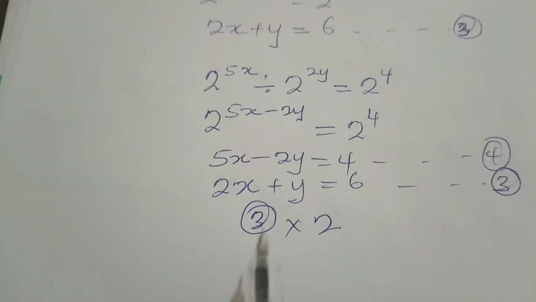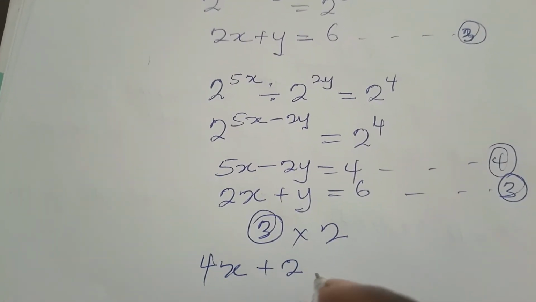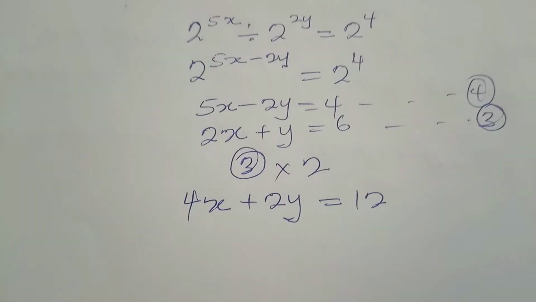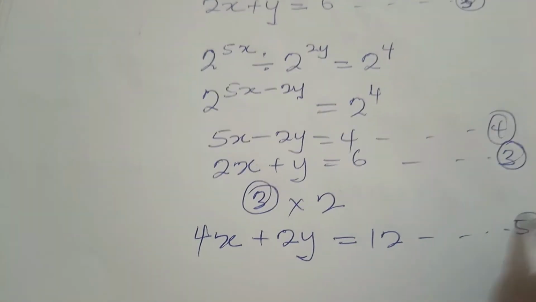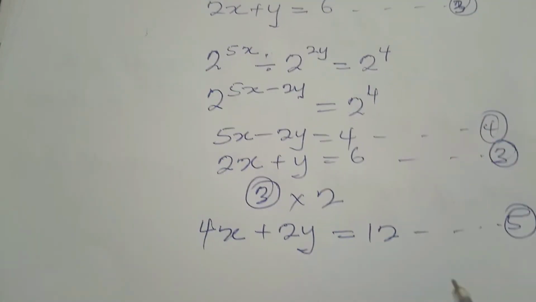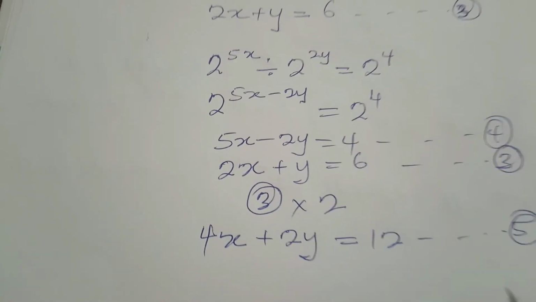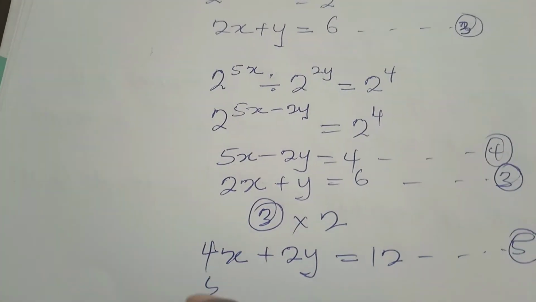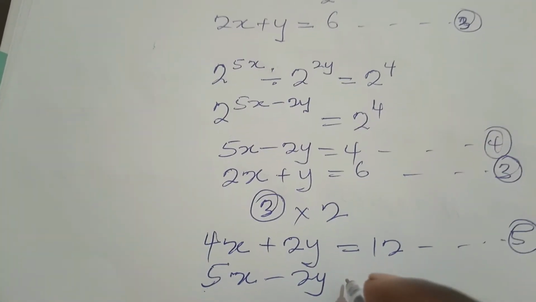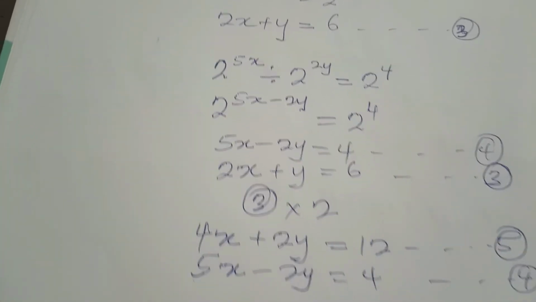And that will give me 2 times 2x, which is 4x. 2 times y will give me 2y. And 2 times 6 will give me 12. Again, a new equation is formed, so let's make it equation 5. Remember, equation 3 is what we turned into equation 5, so we cannot do anything with equation 3 together with 5 that we got from it. So I'm going to write equation 4 under it. Then I can do what I wanted to do. 5x minus 2y equals 4.